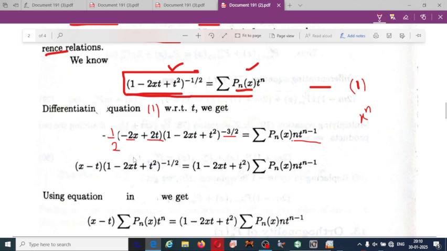Once we differentiate with respect to t, next, here minus 1 by 2 is there, and inside the bracket minus 2x plus 2t is there. Then the 2 gets cancelled, and we will have x minus t and keep this term as it is.